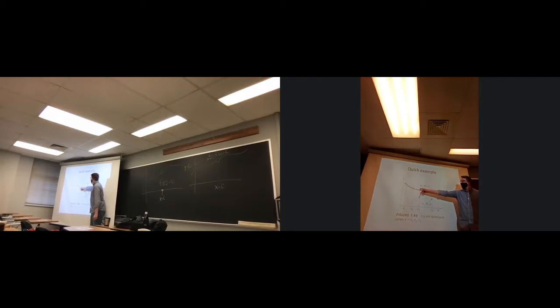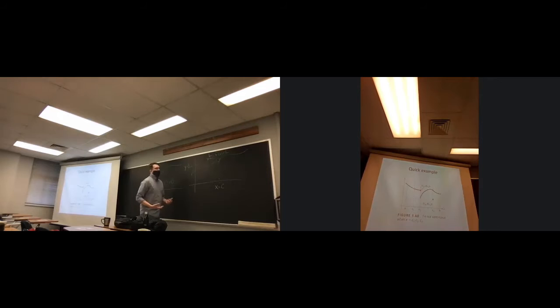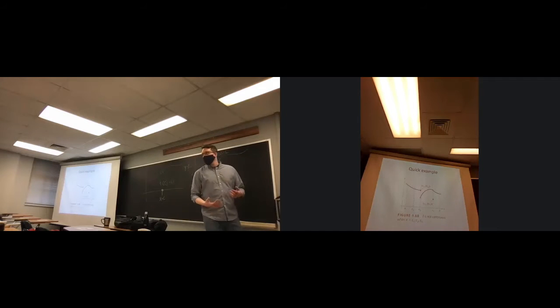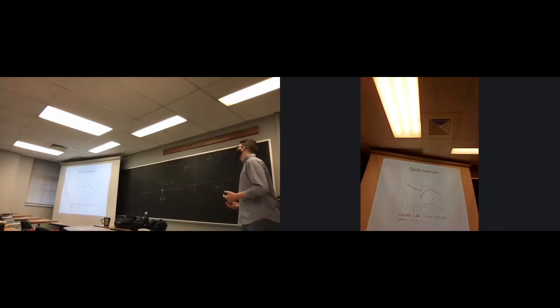And then we have what's called a jump discontinuity. In this case, our function exists at c, but the limit from the left and the limit from the right don't agree, so the limit doesn't exist. Does everybody see what I mean?